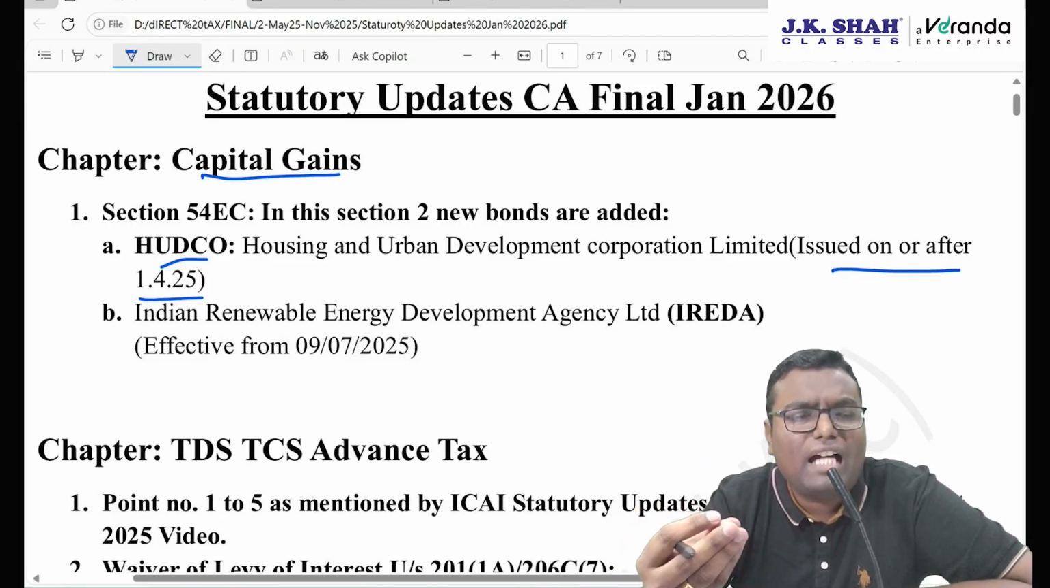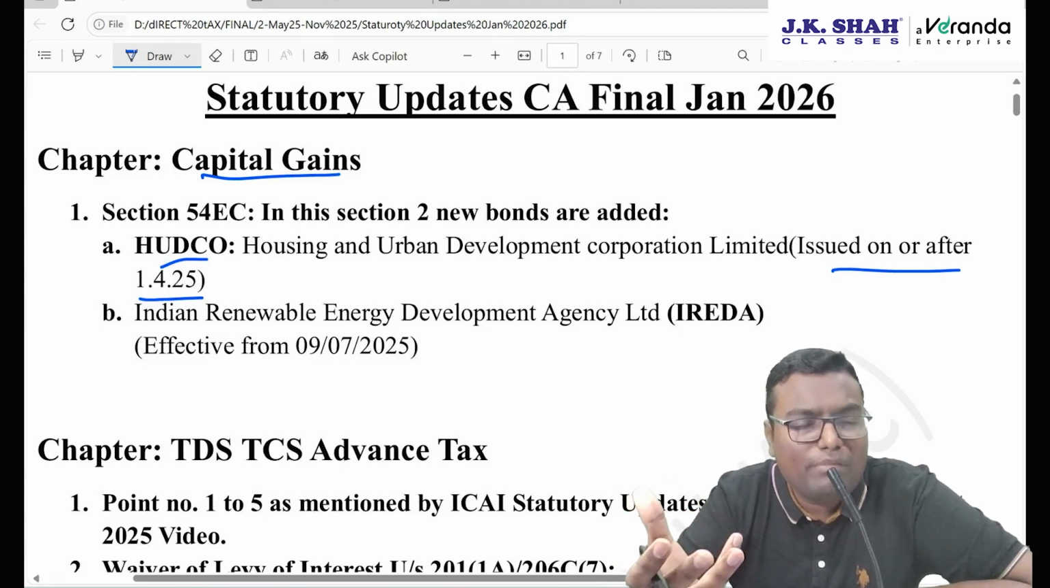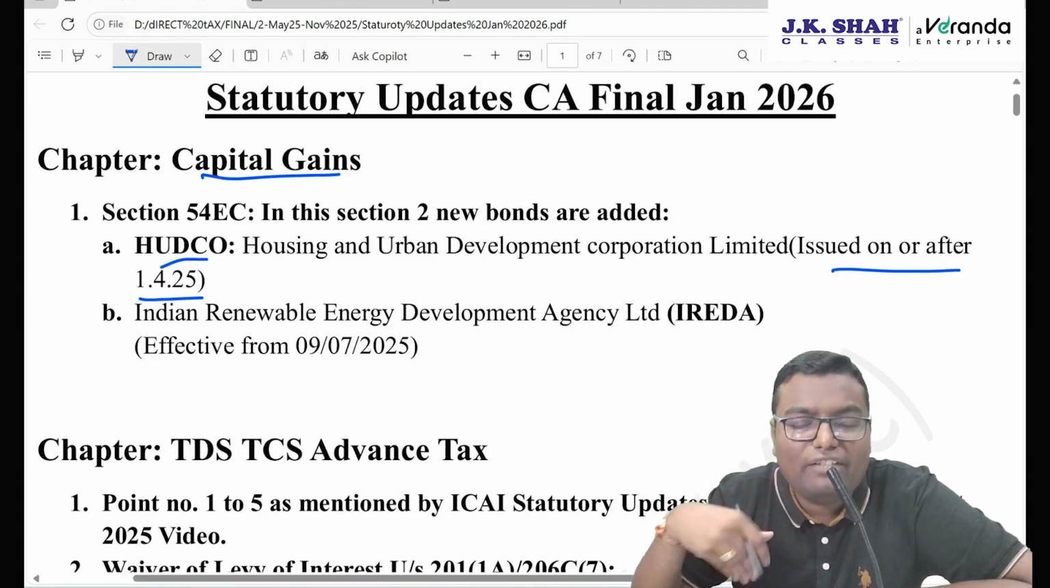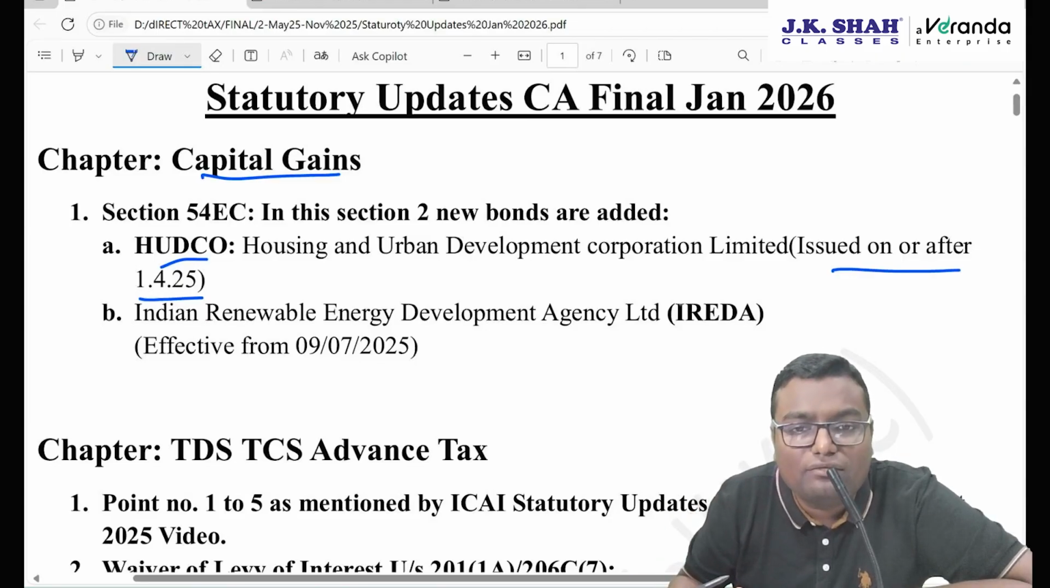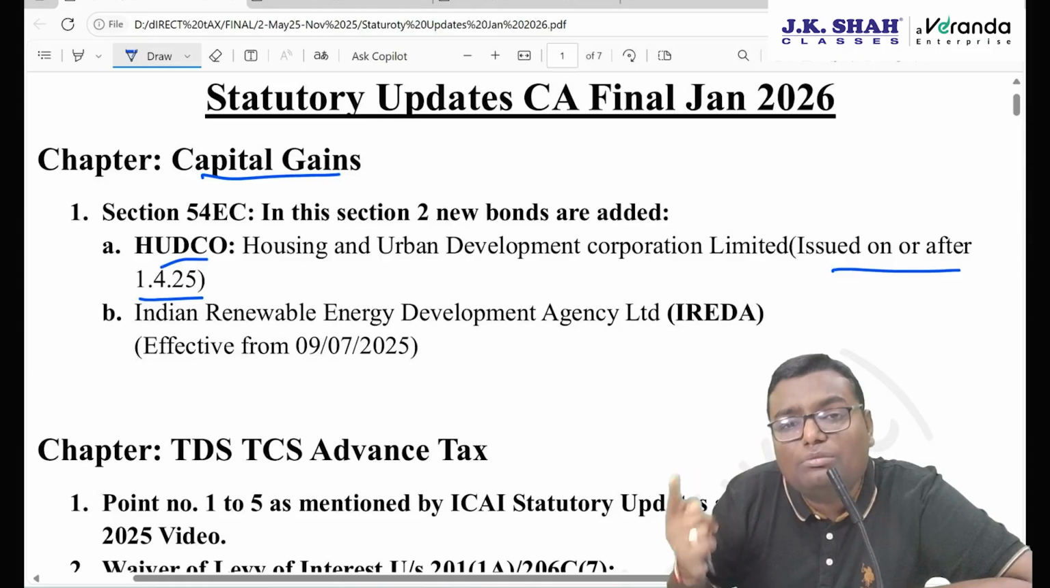So let's say I have transferred my immovable property somewhere in January 2025 or February 25 or March 25, that is in the financial year 24-25. But can I say that within 6 months from the date of transfer, I can purchase these bonds?